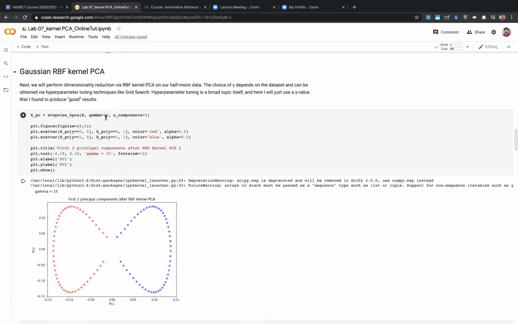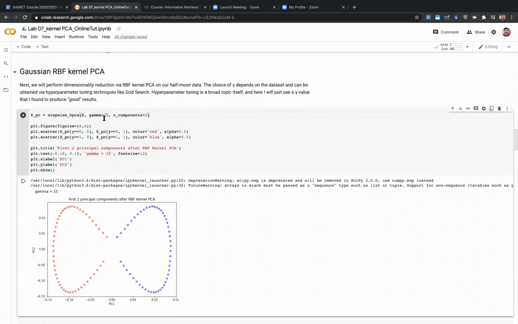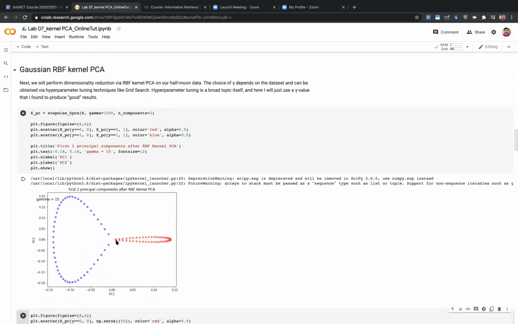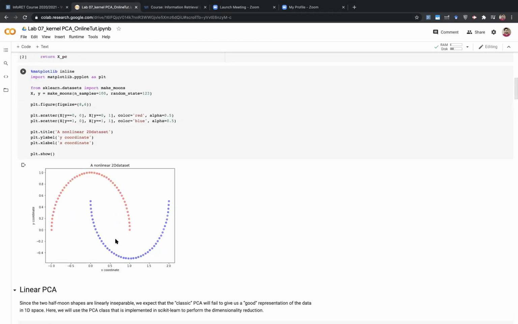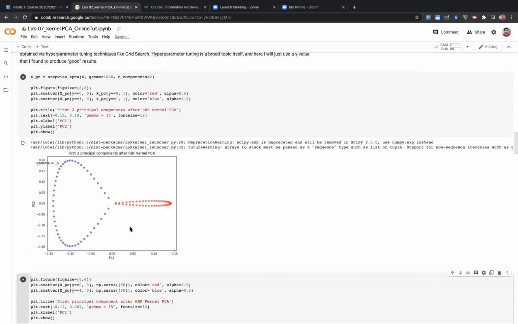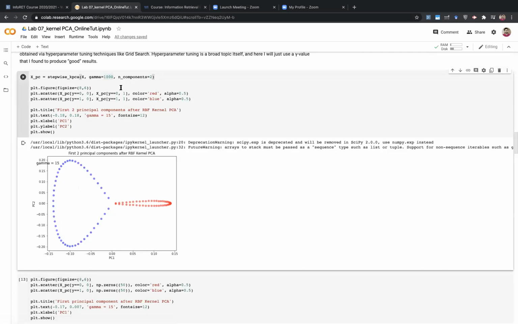Now let's try to see what's happening with this gamma. Just play around. Let's say we make it too high, we make it 1000. You can see that what's happening here is it's actually trying to skew the distribution. If you see this red, the top half moon, it is skewed, it's pinched a lot, whereas the blue half moon is not pinched. So it's some effect of this gamma happening here.